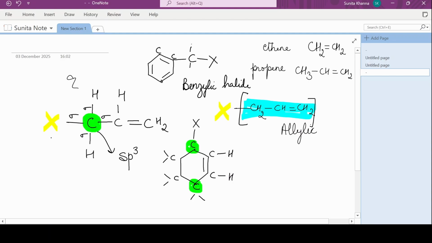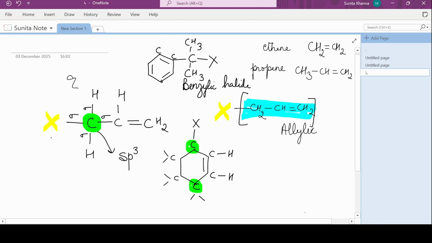See, a carbon atom attached to one other carbon atom is primary, or not attached to any carbon atom is primary. If it is attached to two carbon atoms, secondary; attached to three carbon atoms, tertiary. So it can be primary, secondary or tertiary with the sp3 hybridization. Clear? Understood? Okay. Then we move to the next part.